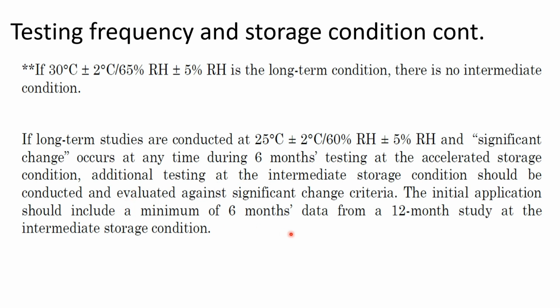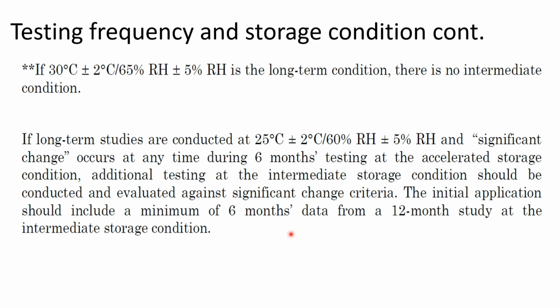If long term studies are conducted at 25-60 and a significant change occurs at any time during 6 month testing at the accelerated storage condition, additional testing at the intermediate storage condition should be conducted and evaluated against significant change criteria. The initial application should include a minimum of 6 month data from a 12-month study at the intermediate storage condition.